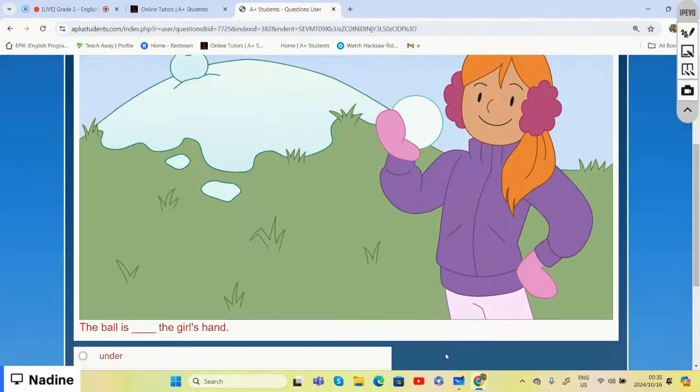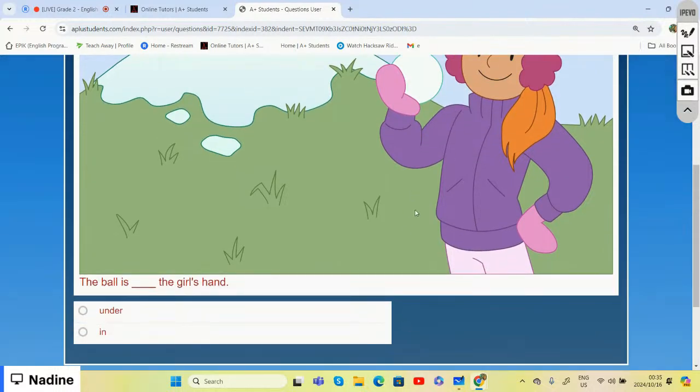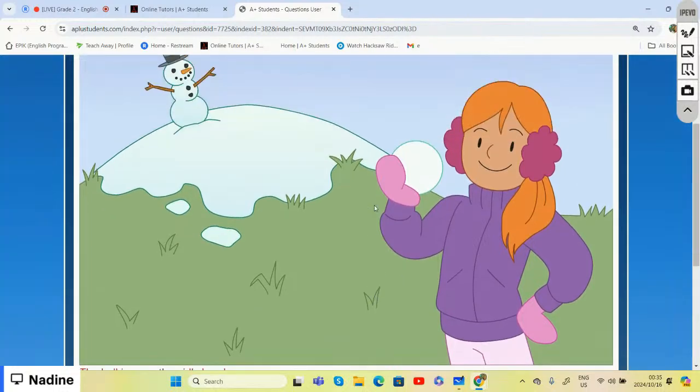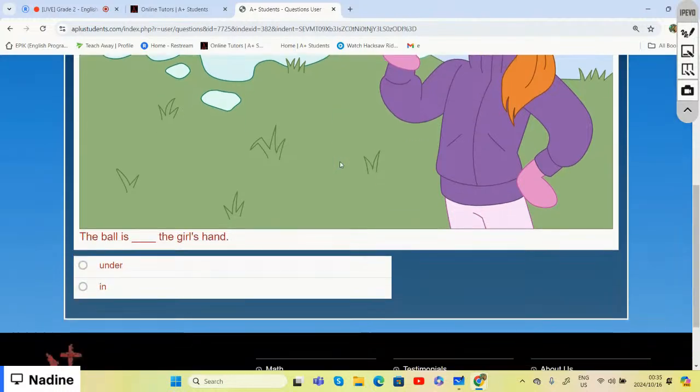All right. It says the ball, is it under the girl's hand or is it in the girl's hand? The ball, snowball. All right. And if we were to select, then we can say the ball is in the girl's hand. It was in the girl's hand.